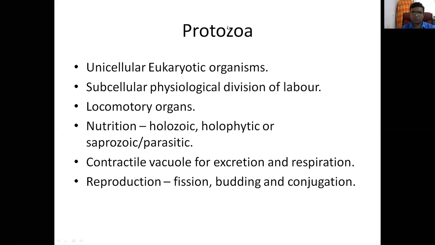And with respect to reproduction, there are two important types, all of you are aware of that. One is sexual reproduction and the other is asexual reproduction. One type of asexual reproduction is fission. There may be binary fission or multiple fission. And there is budding, which is a type of asexual reproduction. And in some forms like Paramecium, we come across a primitive sexual form of reproduction, that is known as conjugation.